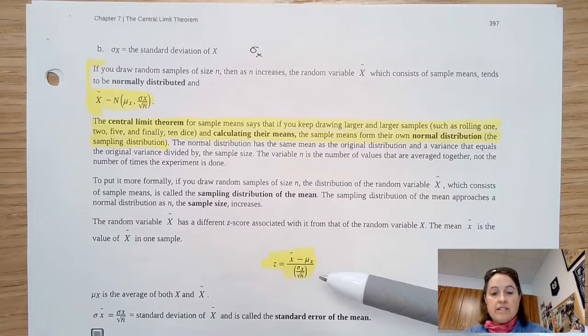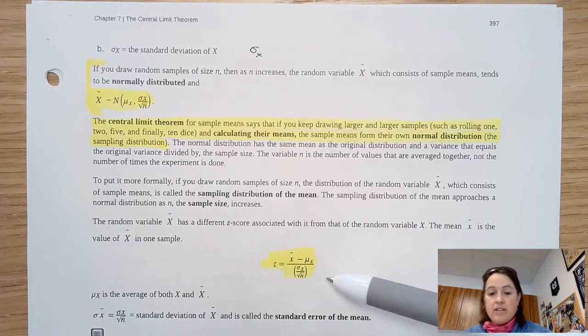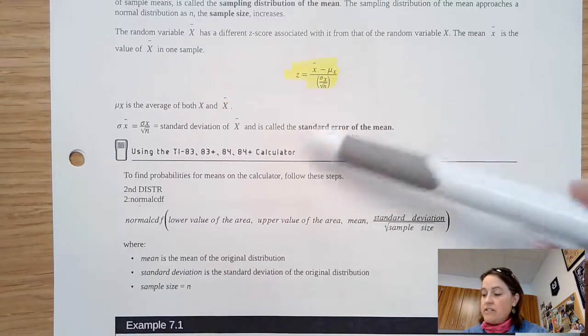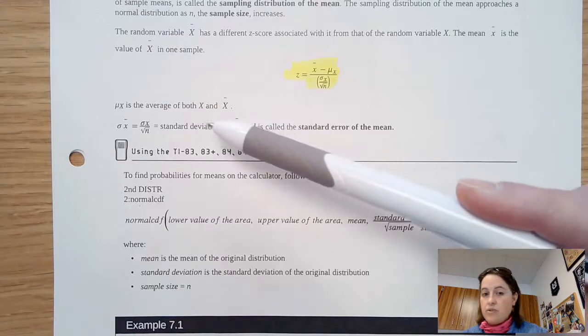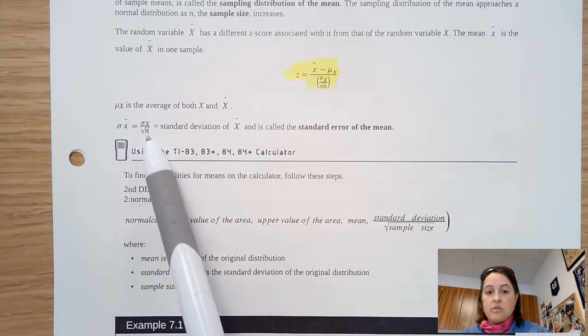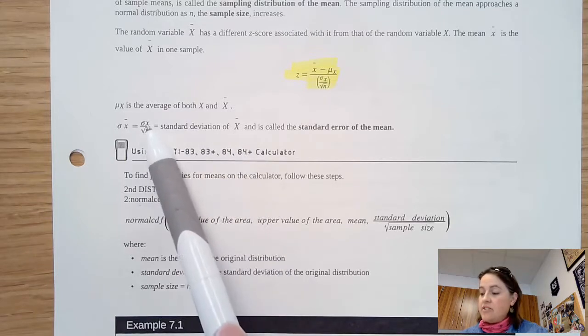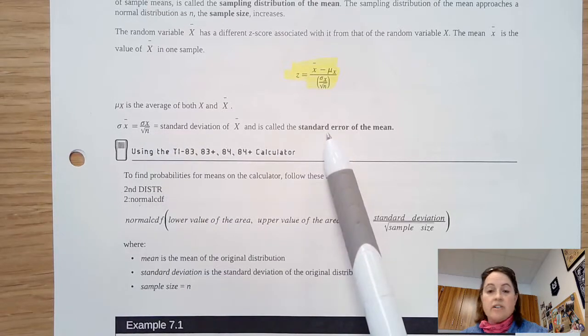And then we can calculate a z-score, but this is a different z-score. This one is associated with the mean rather than just the random variable x. So this is how you would calculate the z-score using the random variable x bar. If you look at this, mu, the average, is the same for both x and x bar, and the standard deviation is a little bit different. You have to divide by the square root of n, and the standard deviation for x bar, which is the standard deviation for x divided by the square root of n, is your standard error of the mean.